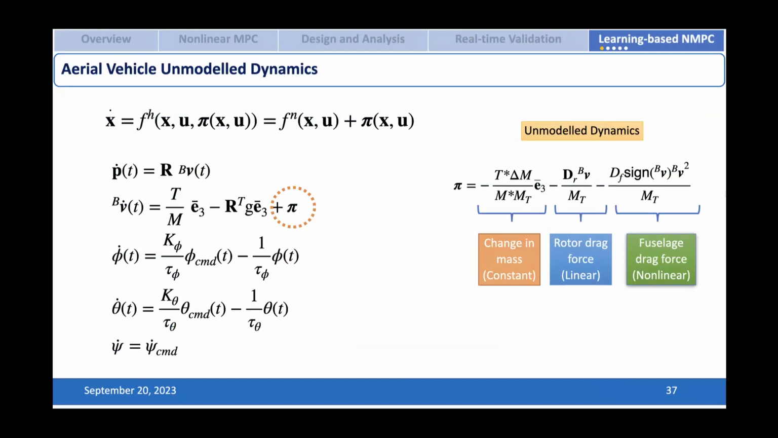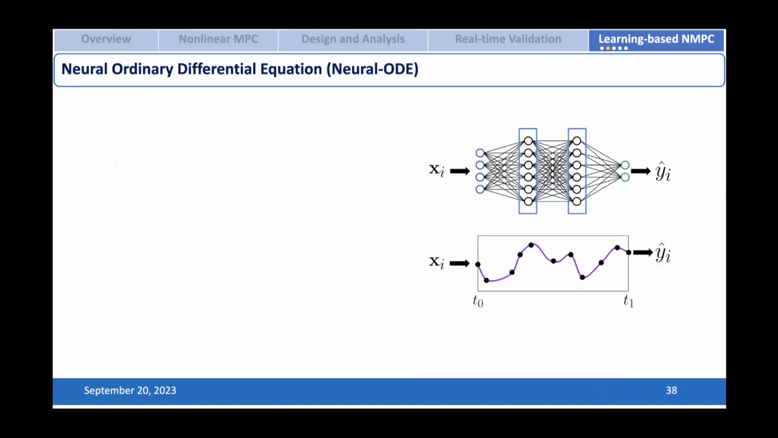So in this case, we consider this as unknown or unmodeled dynamic. And also we had the fuselage drag force, which is a nonlinear relationship with the velocity of the vehicle. So our objective is how to learn or estimate the value of phi at each iteration based on the trajectory condition.